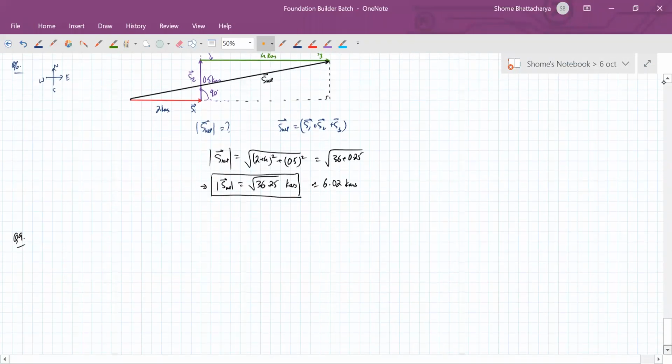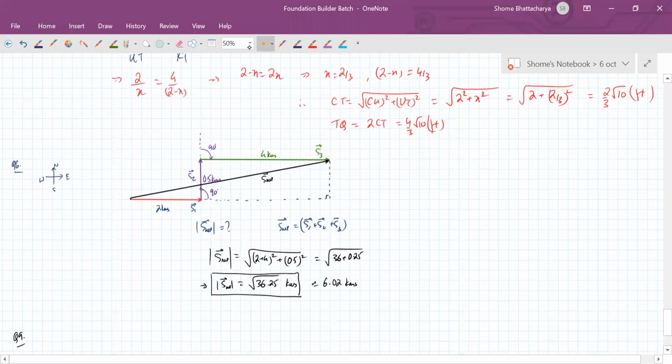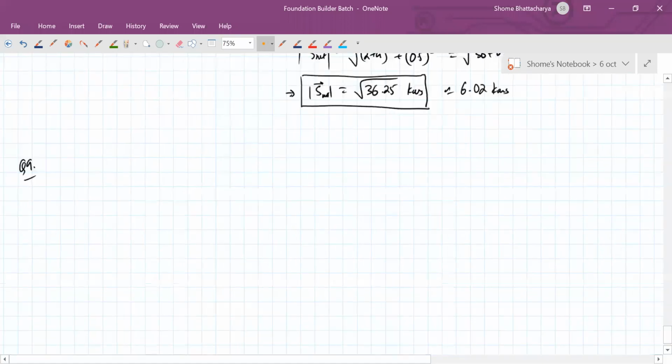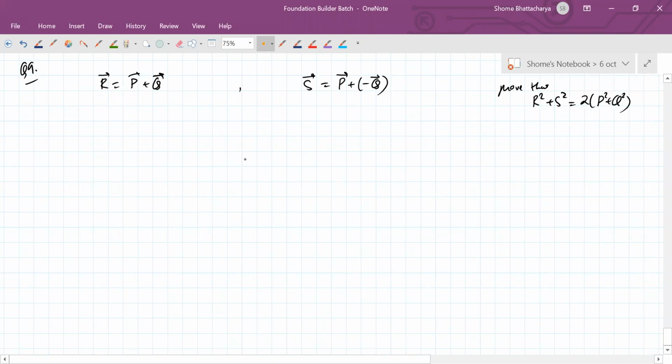So the ninth is the only question which has a bit of lengthy solving in this one. So it says that R is the resultant of two vectors P and Q, whereas S is the resultant of P plus minus of Q. So like this. Okay, and then we have to prove that magnitude of R square plus magnitude of S square is 2 times P square plus Q square.